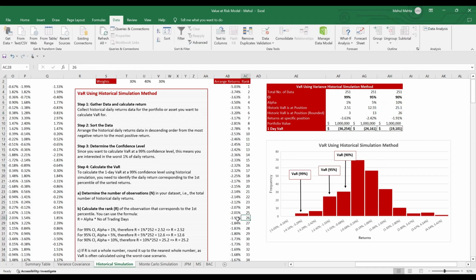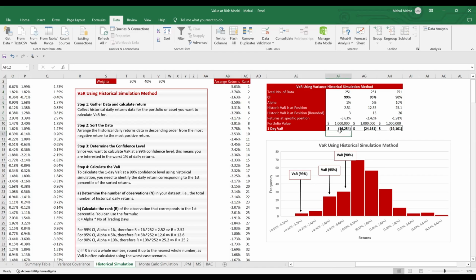So you need to find the return at the 26th position, which is nothing but negative 1.9%. Multiply this with your portfolio value, and you will arrive at your value at risk number. This value at risk is nothing but your 1 day 90% value at risk. For a visual representation, I have taken a histogram plot and marked what the value at risk will be at 99% confidence interval, 95% and 90%.